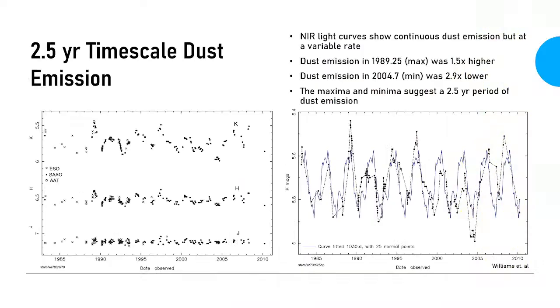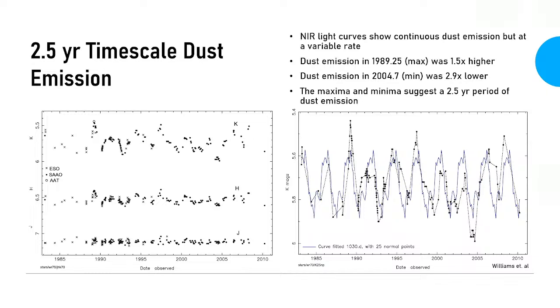So a little more about that variability. A 2013 paper by Parader-Williams found that the near-infrared light curves of WR70 show a continuous but variable dust emission. A model of the spectral energy distribution for 1991 gave a dust formation rate of 5.9 times 10 to the negative 7th solar masses per year for the preceding year.